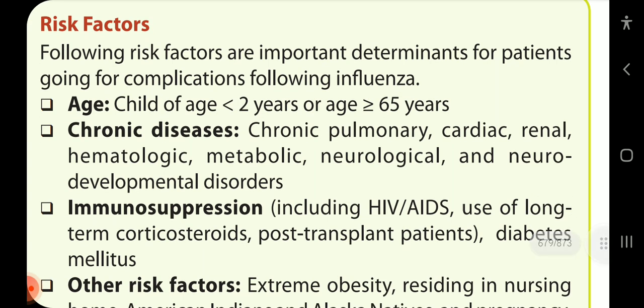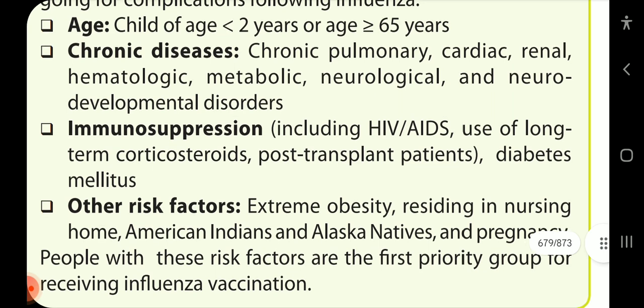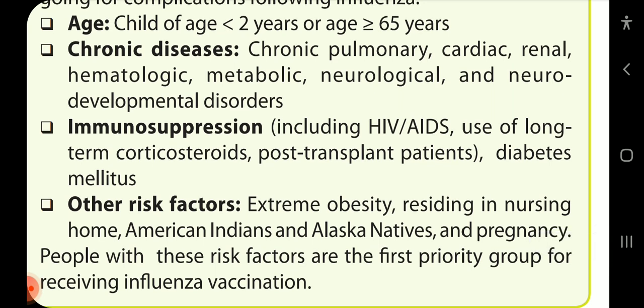Now the risk factors. Following risk factors are important to determine the patients at risk for complications of influenza. Age: child of age less than 2 years or age more than 65 years. Chronic disease like chronic pulmonary, cardiac, renal, hematologic, metabolic, neurological, and neurodevelopmental disorders.